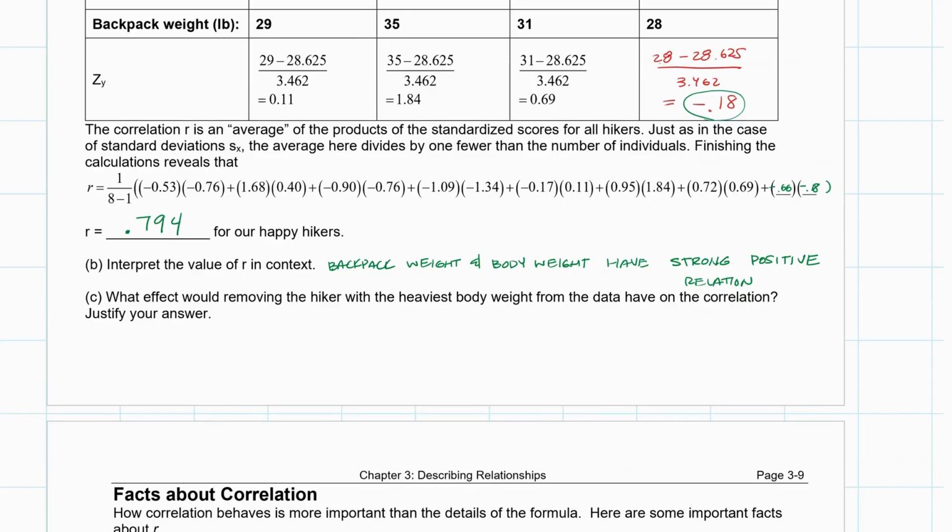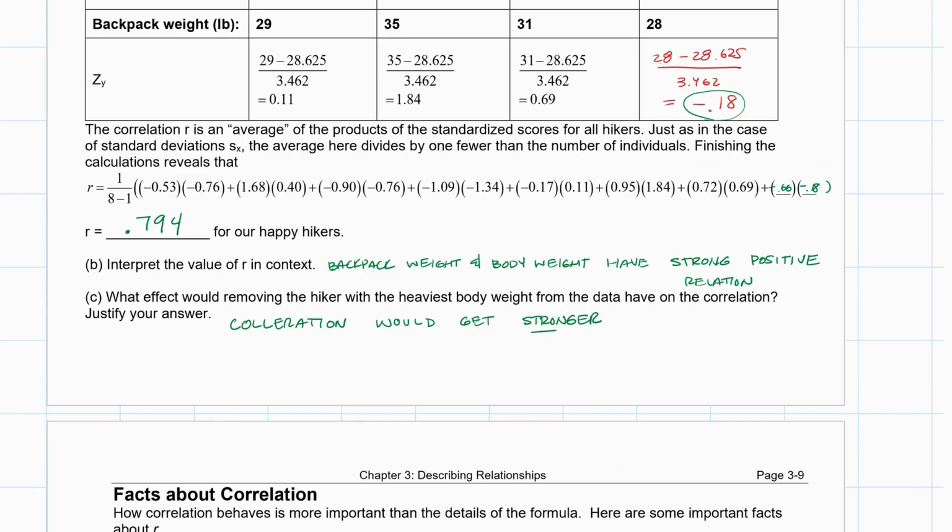What effects would removing the hiker with the heaviest body have on the correlation? Justify your answer. Well, if we remove that outlier, the one that doesn't fit the trend, the correlation, meaning the strength of that linear relationship, correlation would get stronger.